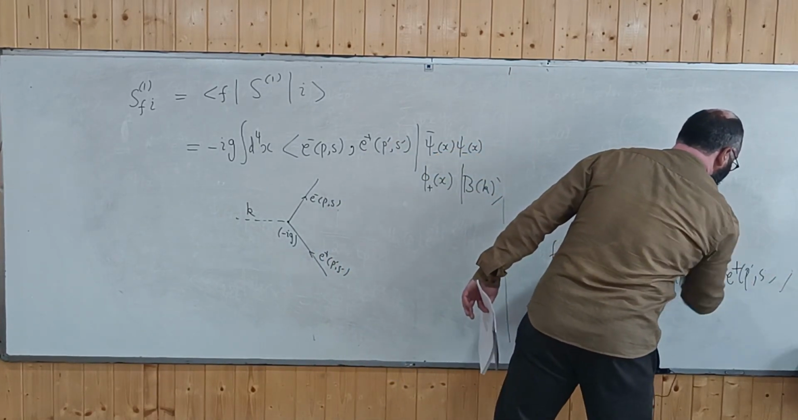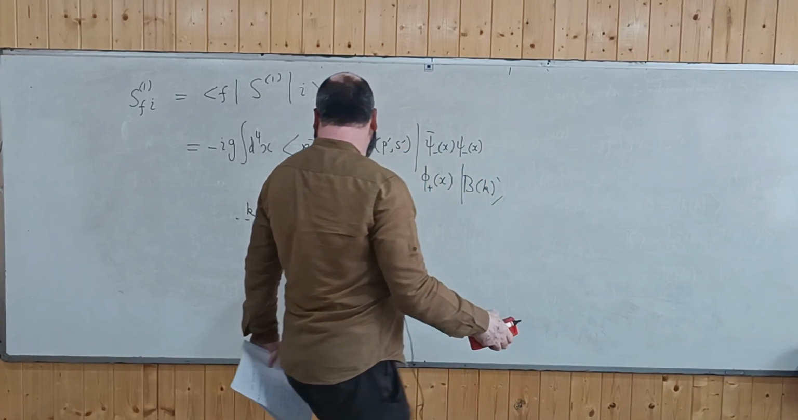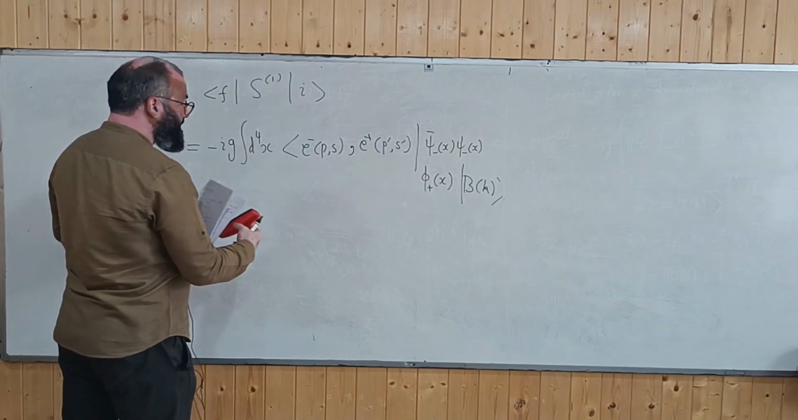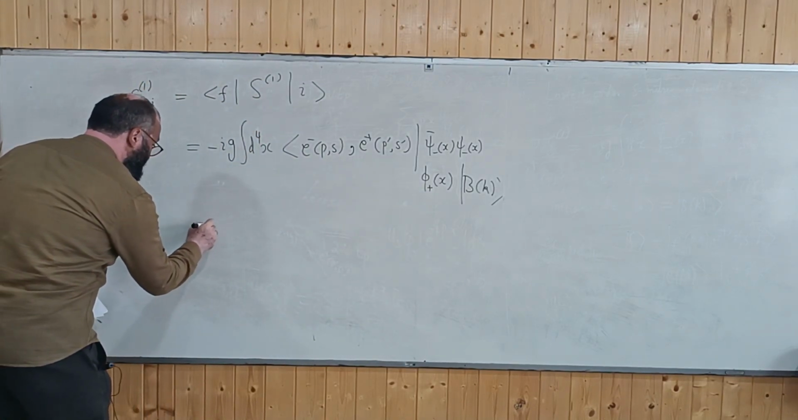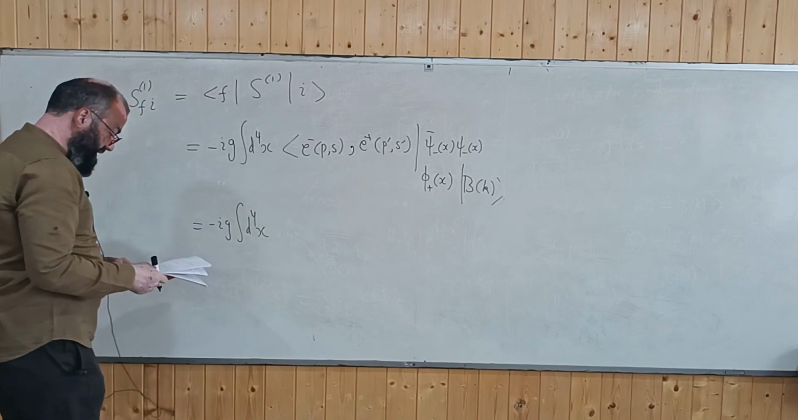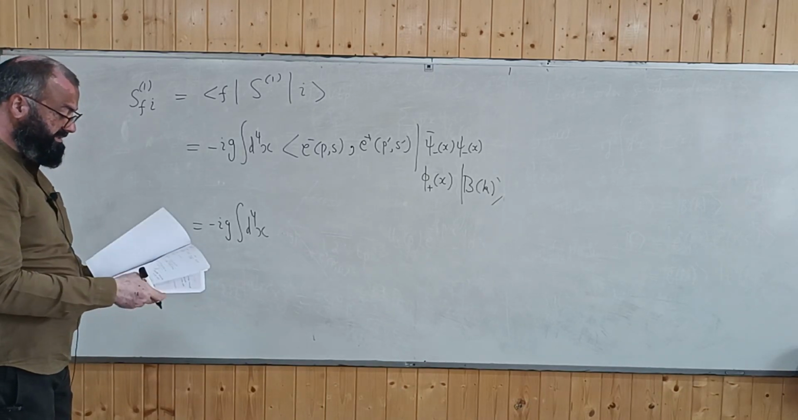Okay, just tell me what are the values. Okay, so let's remove this diagram for the time being. So just tell me what are the values. Minus Ig integral d4x. So what is this psi bar acting on this object? Psi minus of x.